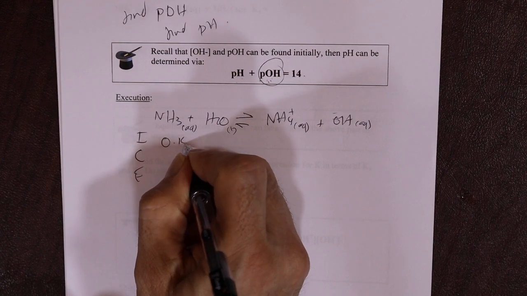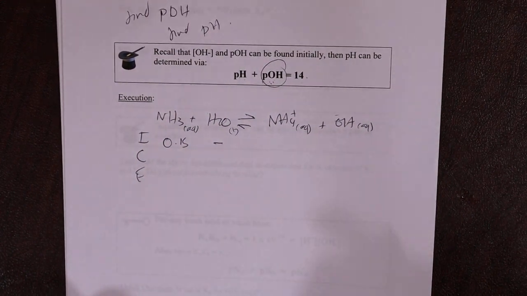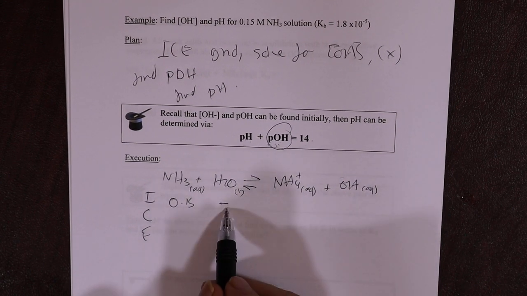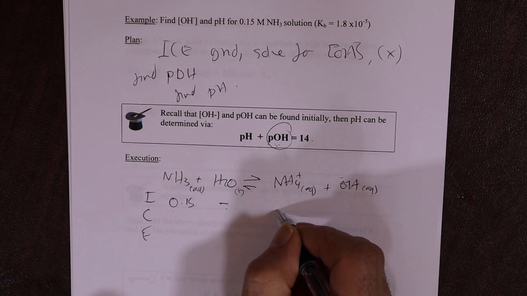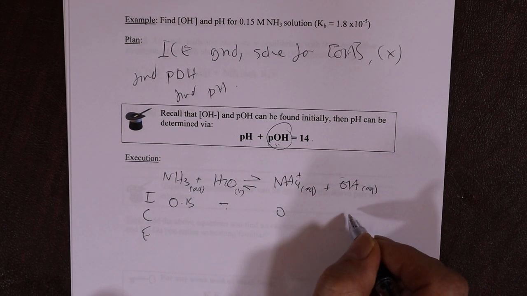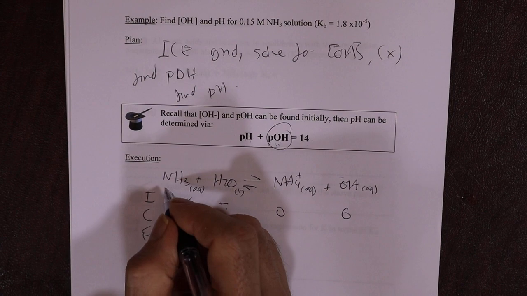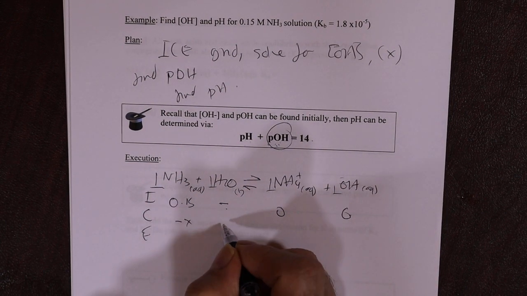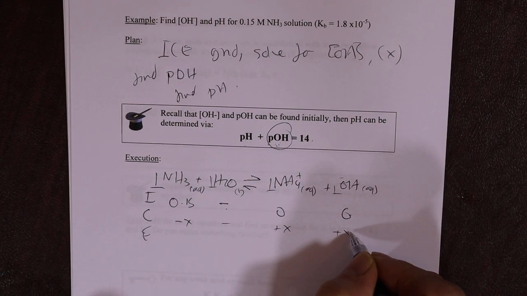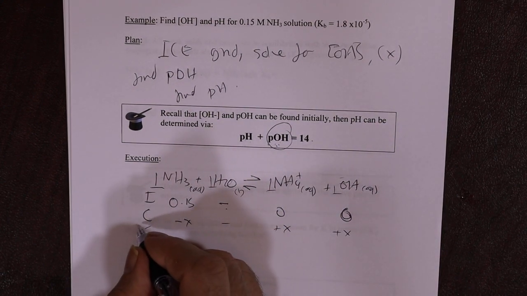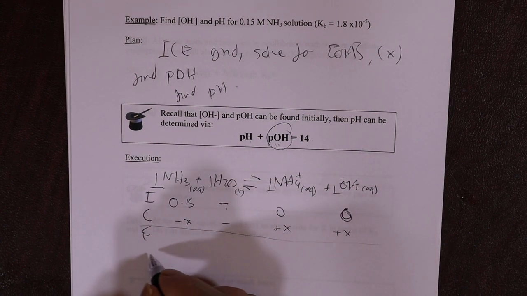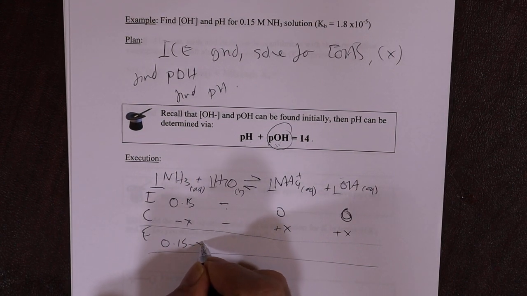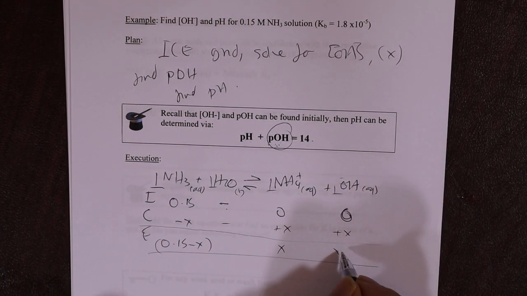0.15 moles per liter. The concentration of water is meaningless. It is a reactant, so we have to write it, but its concentration is meaningless for the math, if you remember. It's a constant. And then we have 0, 0. We don't know how much we lose, but it's 1 to 1 to 1 to 1. We lose X, we gain X. Then at equilibrium, what have we got? 0.15 minus X, X, and X.